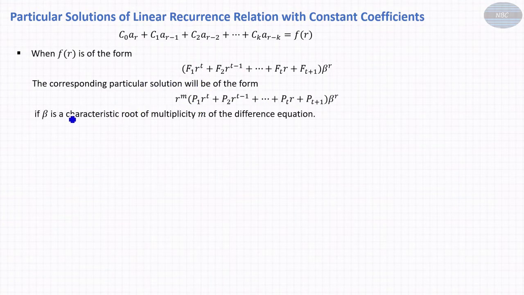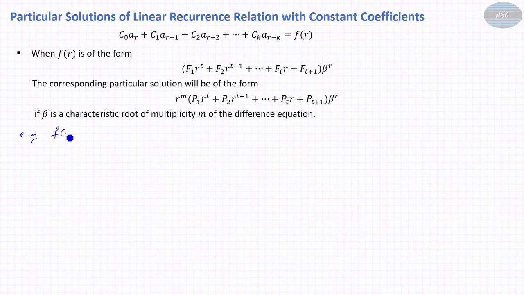The only difference is that here beta is a characteristic root of multiplicity m of the difference equation. Then you have to multiply r to the power m in the particular solution. So let's come to an example here.